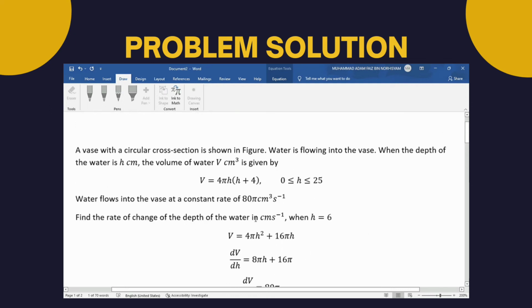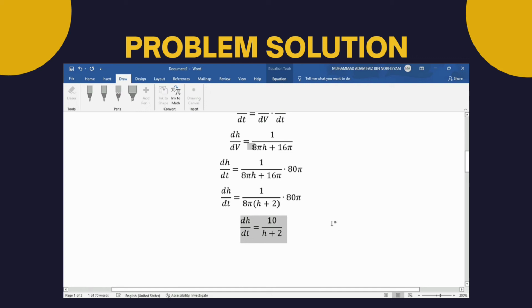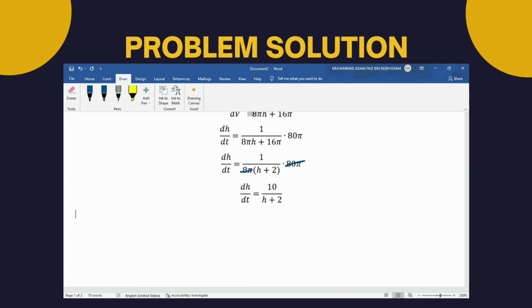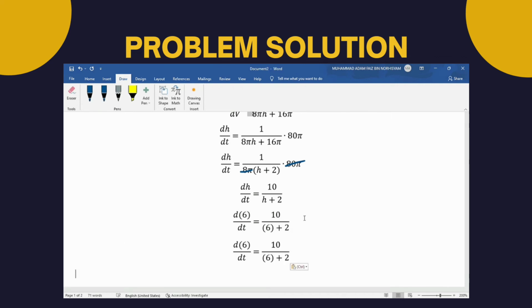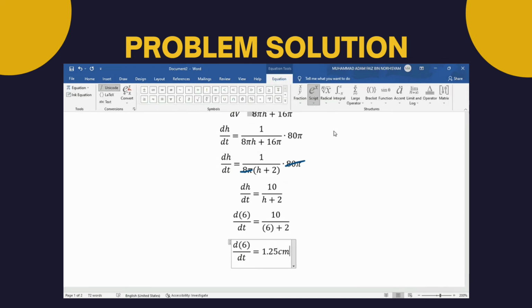Now, let's look back to our question. We have to find the rate of change of depth of the water when h equals 6. So, we have to change our h value to 6. So it will be dh over dt, and our h will become 6. If we substitute h with 6, we will get 10 over 8, or we can also write it as 1.25 centimeters per second. So now, that's our answer for this question.